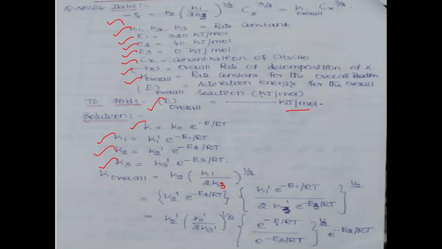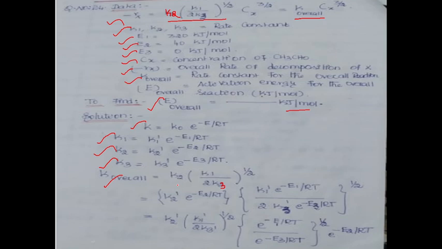So here, K overall is from this expression, check this equation. This is K2 into (K1 by 2K3) power 1 by 2, up to this. This is K overall, and the rest is Cx power 3 by 2. So K overall is equal to K2 into (K1 by 2K3) power 1 by 2. Take this expression from the given expression.